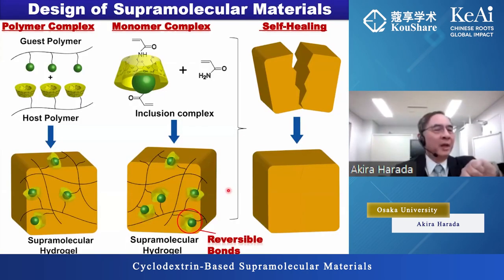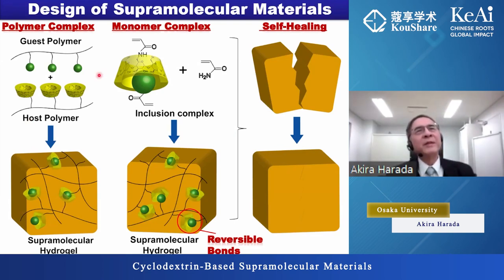In order to design materials by host-guest interactions, there are some approaches. When a guest polymer and a host polymer are mixed in water, they give a network and then a gel. Another approach is the use of the complex of the host polymer and the guest monomer. The complex becomes the cross-linking part to give a network structure and then supramolecular hydrogels.